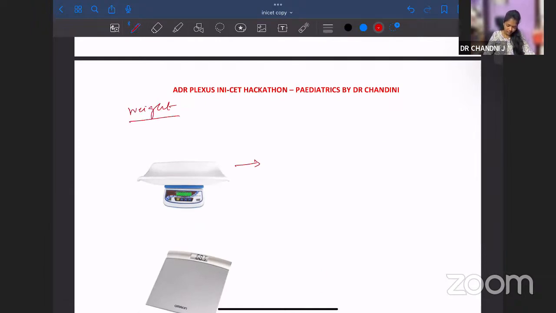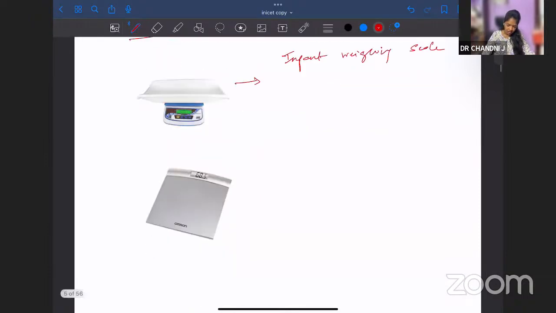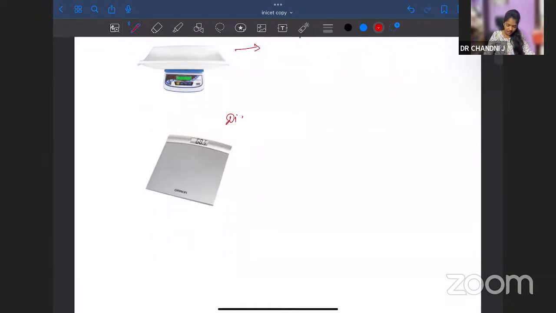What is this? This is an infant weighing scale used for children who cannot stand on a weighing scale. You use this to make them lie down or sit. So, this is an infant weighing scale. The next one is the digital weighing scale that we all use. So, this is a digital weighing scale.